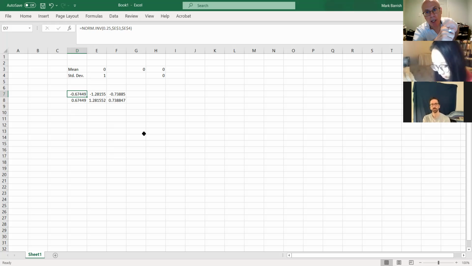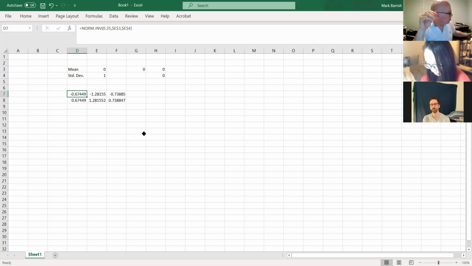Very important to start thinking in terms of these sort of symmetries, because when we get to confidence intervals, you might have heard of the term confidence intervals, we're dealing with symmetric things like this. So it's good to start thinking in these terms.